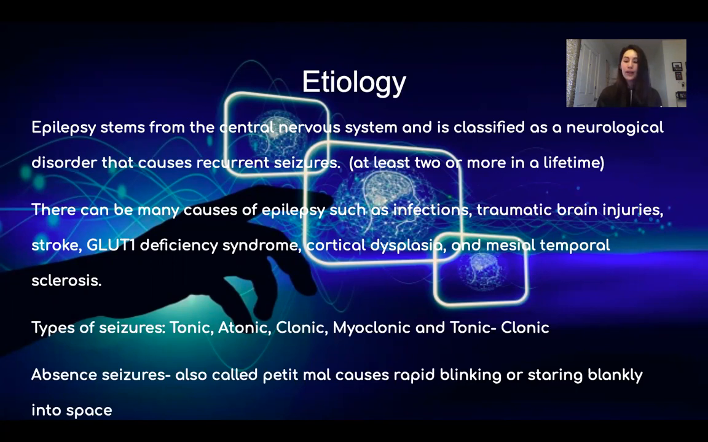There's different types of seizures. So there's tonic, atonic, clonic, myoclonic, and then tonic-clonic. Tonic seizures are just stiffening of muscles and joints. So you could see someone with very stiff arms, or their legs will kind of seize up and be stiff, and they don't have a lot of control over them.